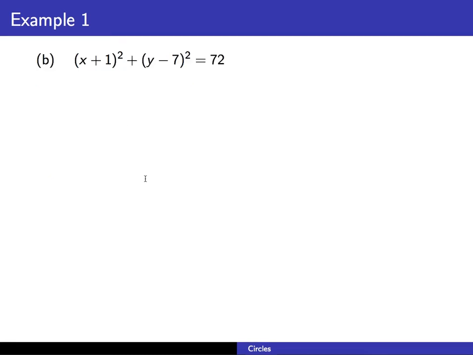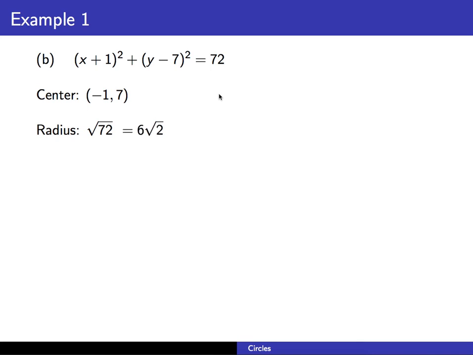All right, part B, we have (x plus 1) squared plus (y minus 7) squared equals 72. Our center is going to be the opposite of 1 and the opposite of negative 7, which are negative 1 and 7 respectively. So the center of our circle is at (negative 1, 7). Our radius is the square root of 72, which is the square root of 36 times the square root of 2, or 6 times the square root of 2. Again, there is the Desmos video on simplifying square roots if you need a refresher on that.